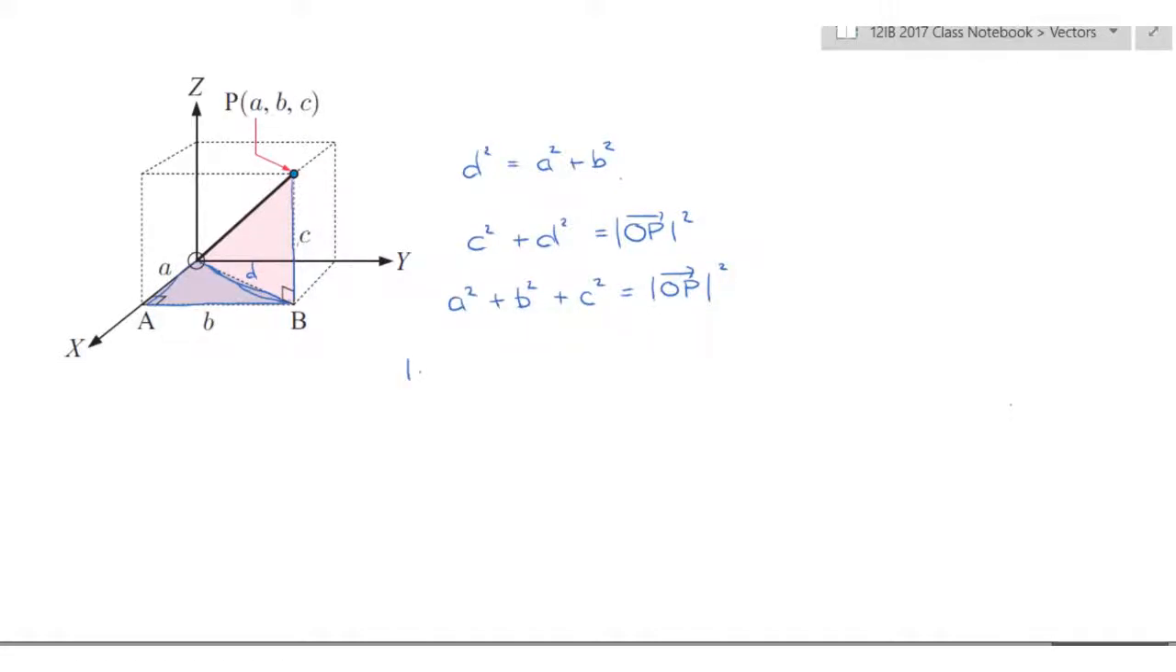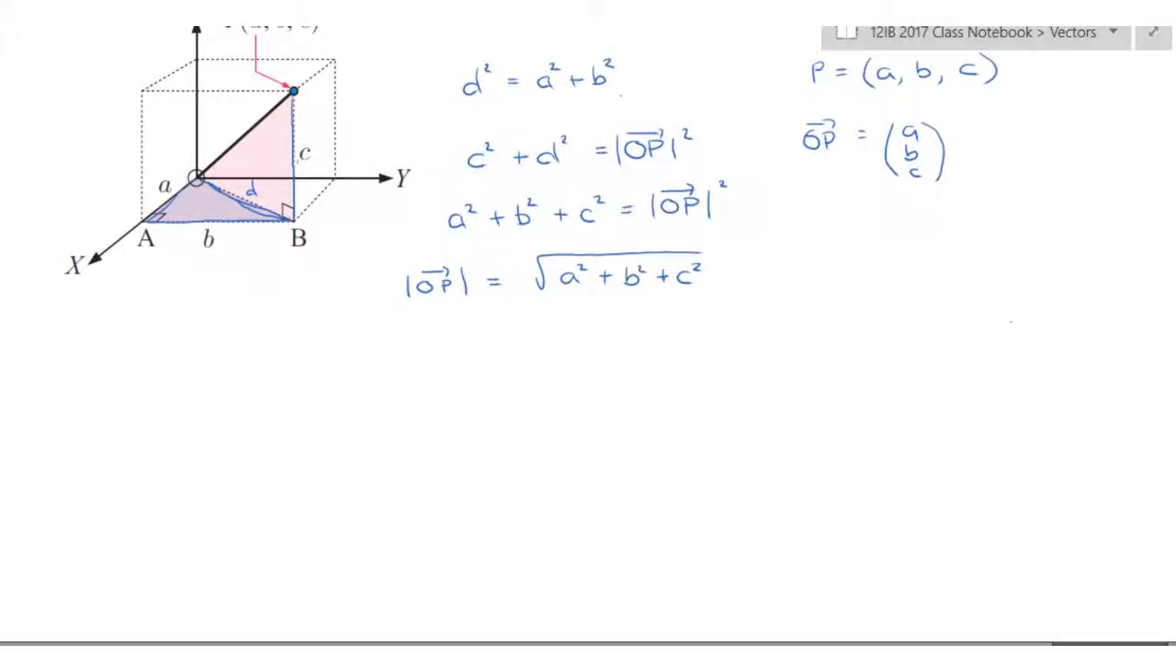So if we want it in a format that we can now use, the magnitude of OP is the square root of a squared plus b squared plus c squared. Now remember, this is because P has the coordinates a, b, c, or OP has the vector a, b, c.